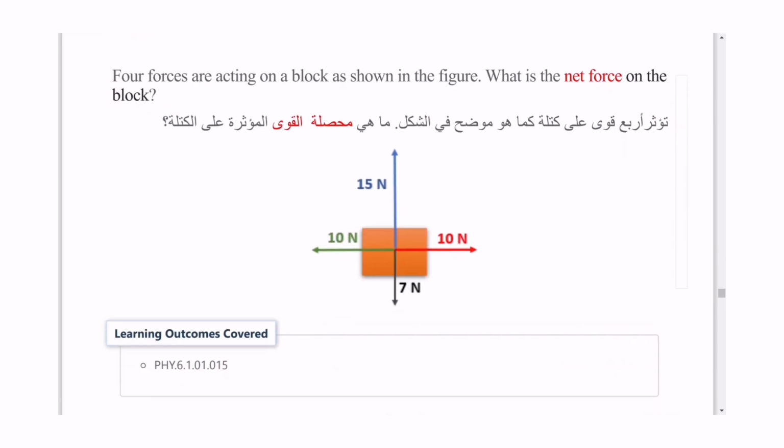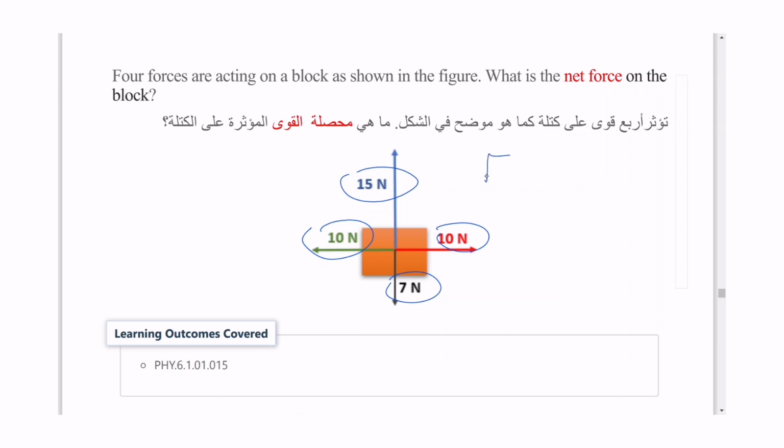Four forces are acting on a block as shown in the figure. What is the net force acting on the block? Here you can see these two forces, 10 Newton and this 10 Newton, are equal and opposite, so they cancel each other. What are the two forces remaining? This 15 Newton force and 7 Newton force are acting in the opposite directions.